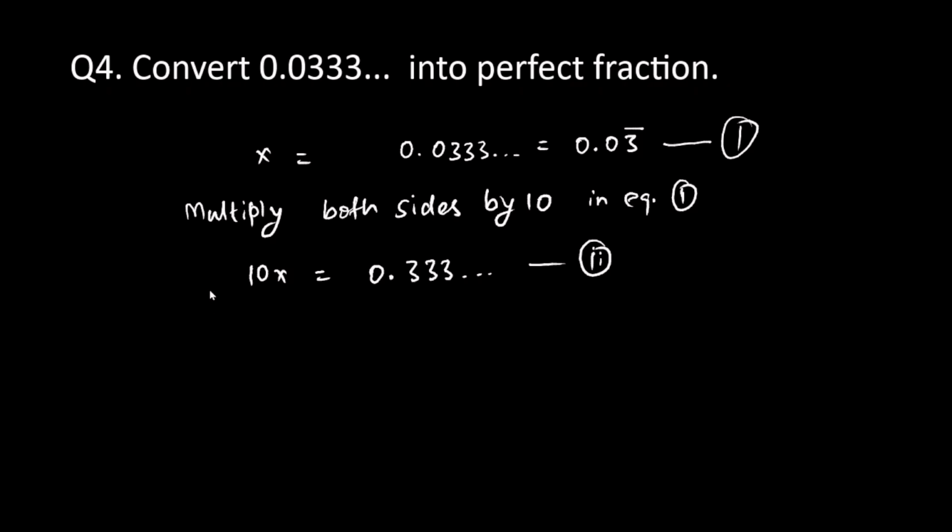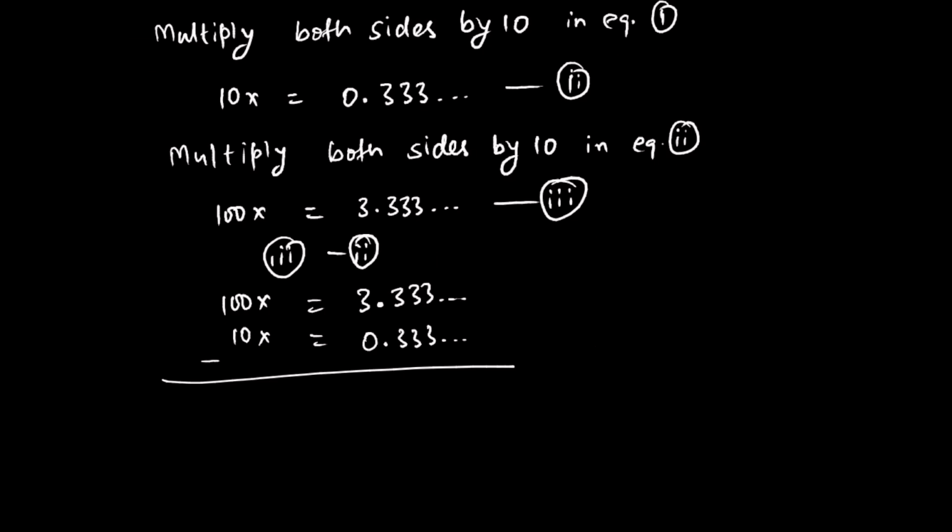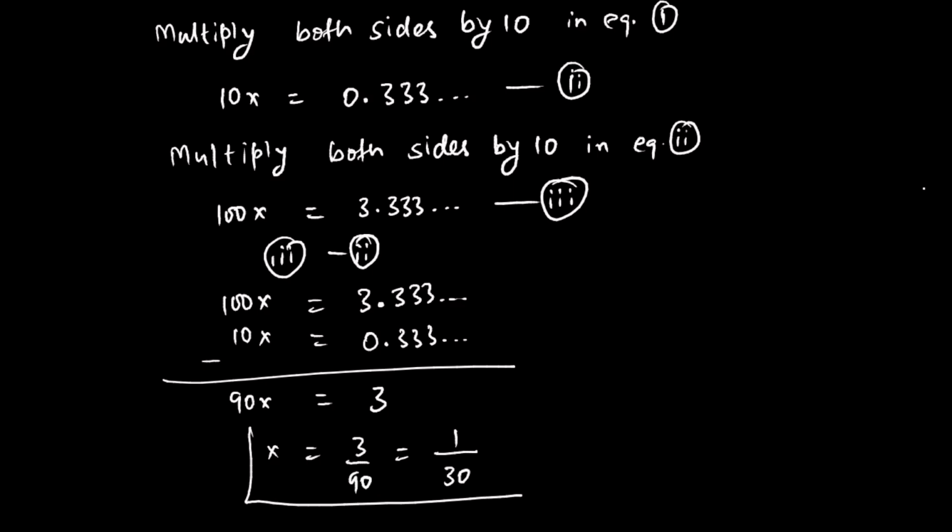So again we multiply equation 2 by 10. Left side becomes 100x and right side becomes 3.333. So we have 2 equations, equation 2 and 3, that have the same repeating 3 right after the decimal digit. So let's subtract equation 2 from equation 3. So our left side becomes 90x and the right side is just 3. The repeating 3's were cancelled out. Now let's solve for x. x is equal to 3 over 90. We can further simplify it by cancelling out common factors. So we have x is equal to 1 over 30.